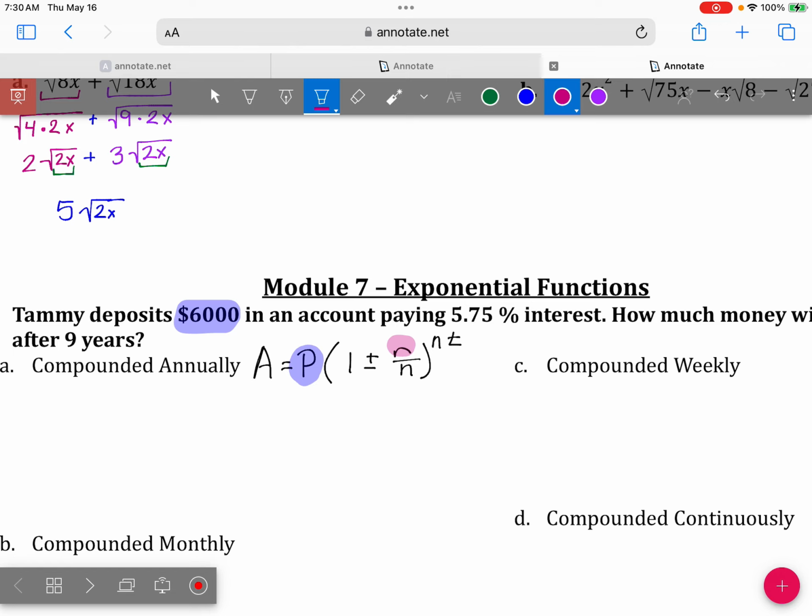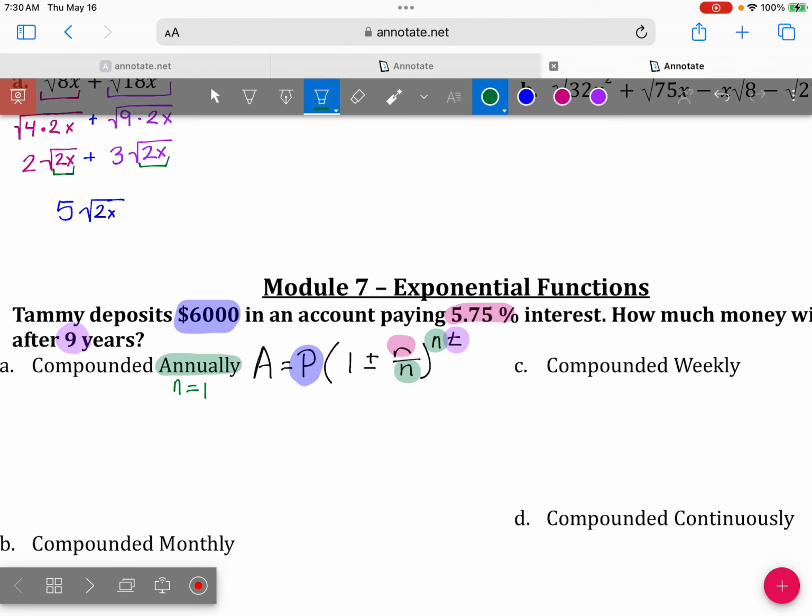What is our r? 5.75%. When we're putting in our equation, how are we going to write it? As a decimal. What is our t? What's our t going to be? Time. Read the story. 9. 9 years. And we're going to start by looking at annually, which means what is our n going to be? 1. So n equals 1. So you can still use this compound formula even if we're looking at annually.